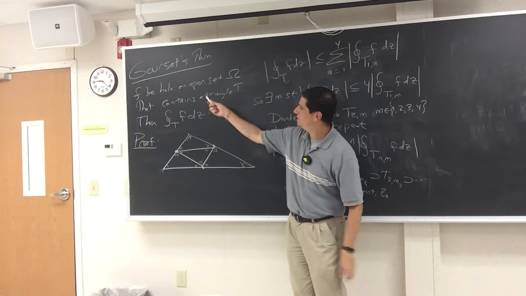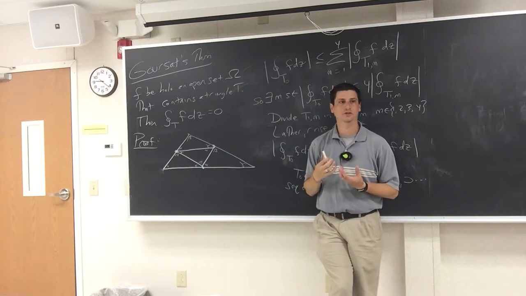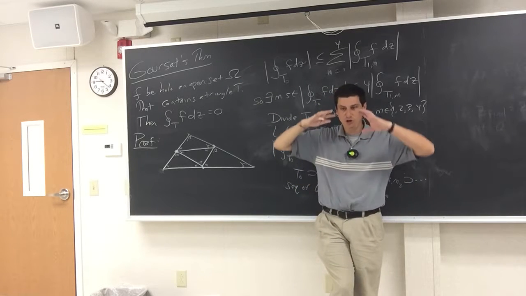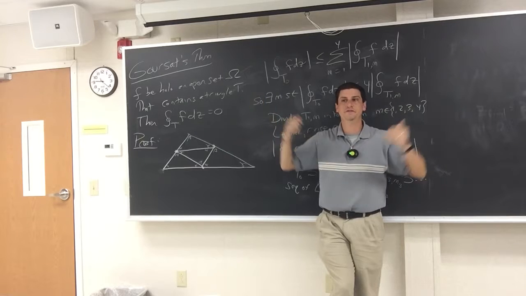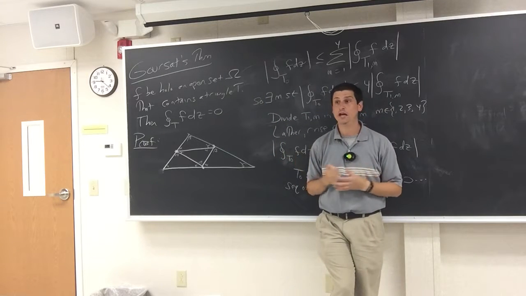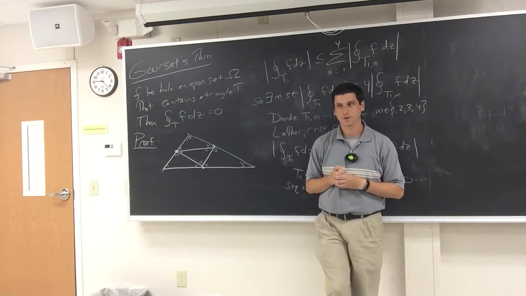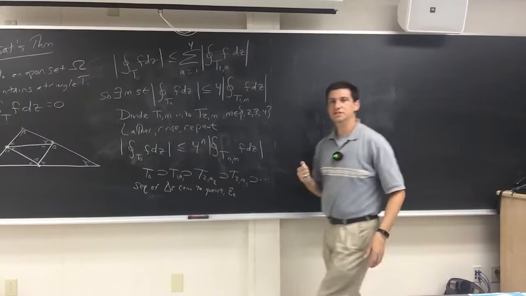I can't say whether or not the point is in the interior of the triangles or it's on the boundary. This is why we were very careful to say f is holomorphic on an open set omega that contains the triangle. So I have differentiability not just on the triangle, but a little bit further. I do not know where that final point Z0 is. It could actually be on the boundary of the original triangle. Okay? So now let's look and see what's going on.